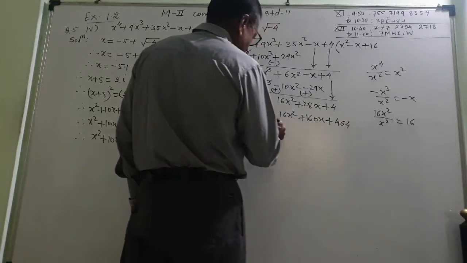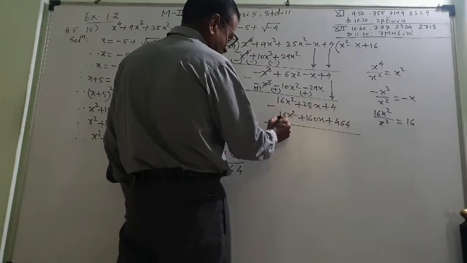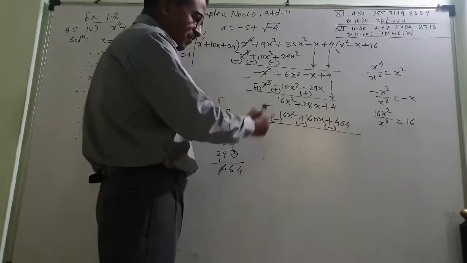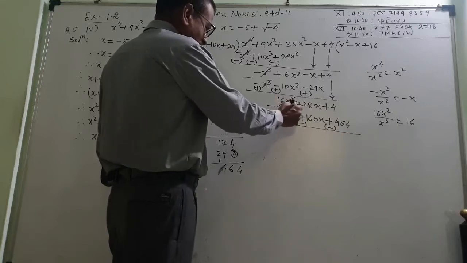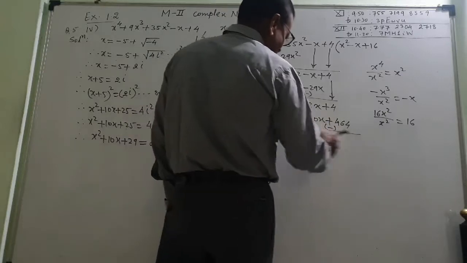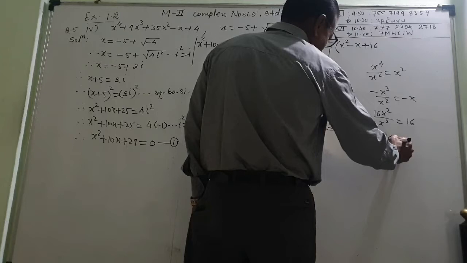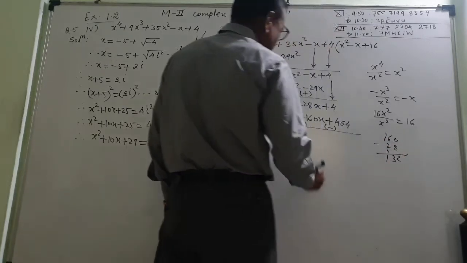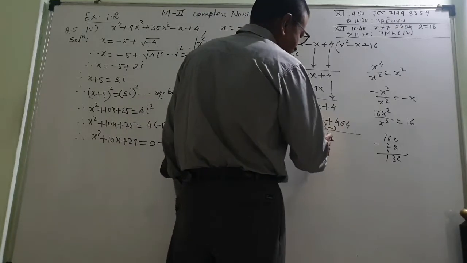Plus 464. I will have to always subtract this, so I will write the minus sign. This will become minus, this will become minus, this will become minus. Don't forget these things. 16x square, this minus and plus will get cancelled. So out of this what is remaining is 160 minus 28, this is the bigger number, so 132 x. And this is what?